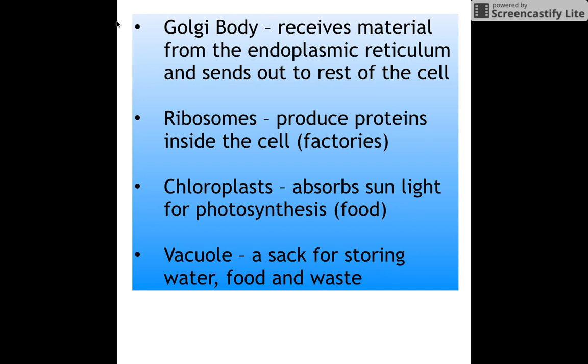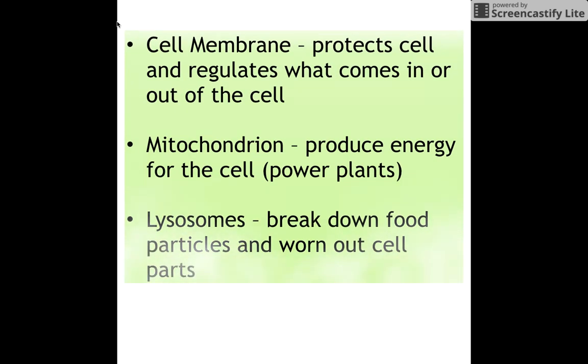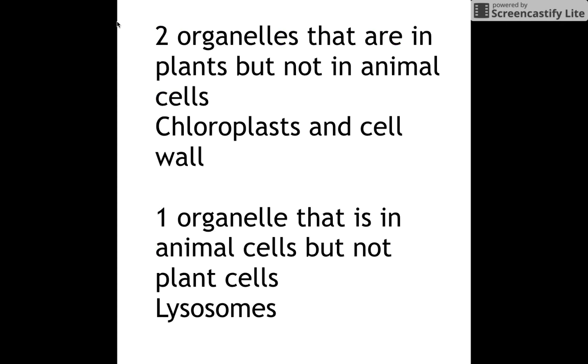Chloroplasts absorb sunlight for photosynthesis, in other words, making food, and this, of course, is only in the plant cell. And a vacuole is a sac for storing water, food, and waste. The cell membrane protects cells and regulates what comes in or out of the cell. A mitochondrion or mitochondria, you'll see it spelled both ways, produces energy for the cell, similar to a power plant. Lysosomes break down food particles and worn out cell parts.